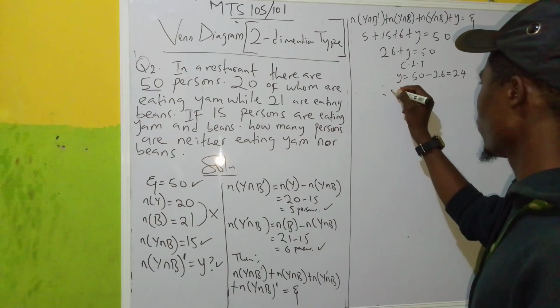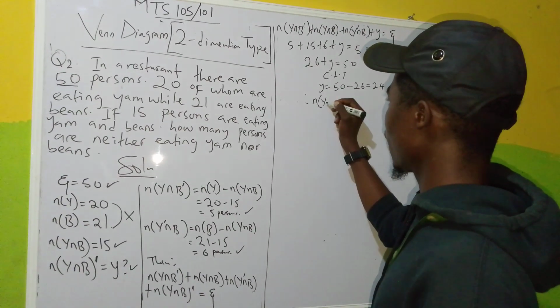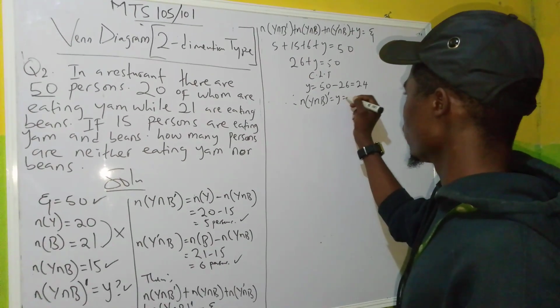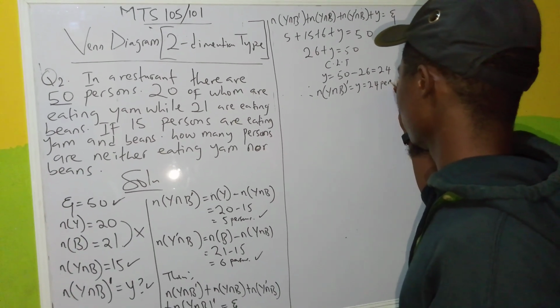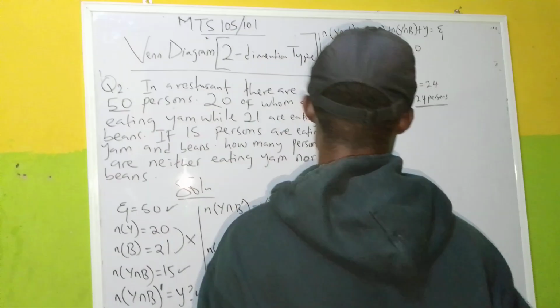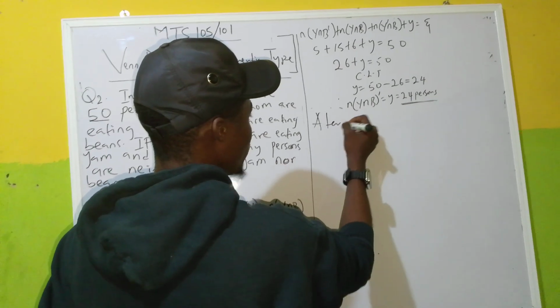Therefore, the number of those that are neither yam nor beans is equal to 24 persons. So that's our final answer. Alternatively, the secondary school method.